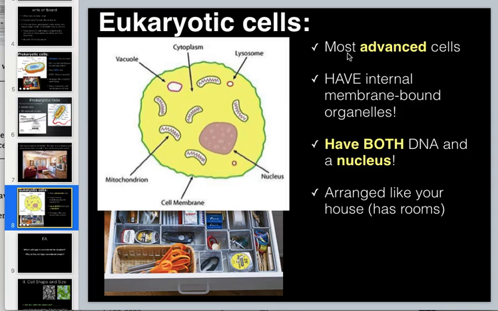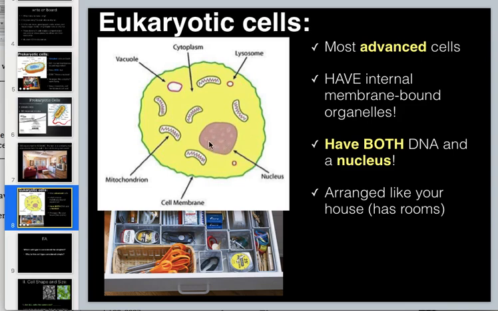They are the most advanced cells. They do have internal membrane-bound organelles. So you see there's no ribosomes in this picture. Here's a vacuole, mitochondria, and nucleus. So we learned yesterday that organelle means what? Organelle means tiny organ. So the nucleus is the brain.